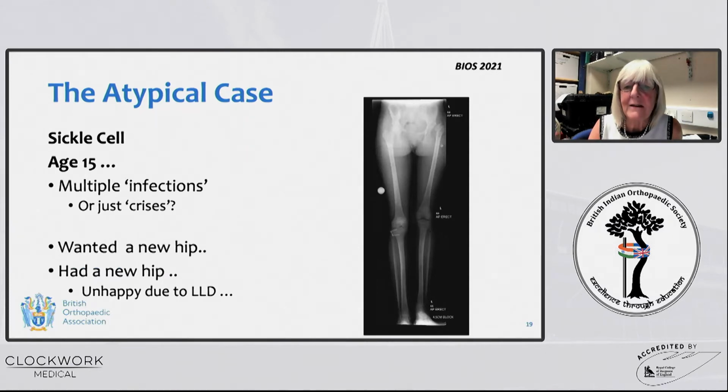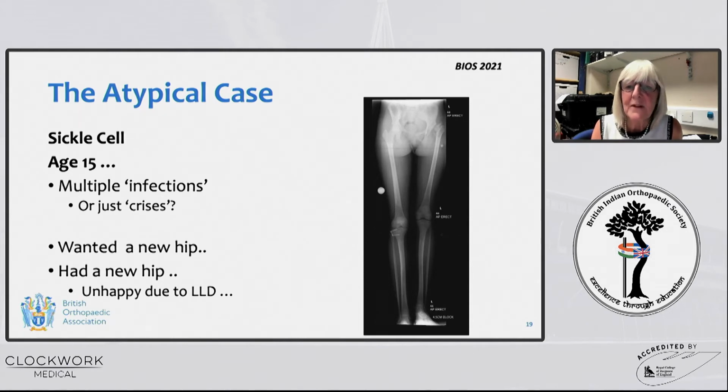So by 15, we'd corrected her overgrown and long right leg, and there's very little evidence of her previous tibial infection there. She has a bad hip and a short leg, so she wanted a new hip because it was uncomfortable. She had a new hip, and she remains unhappy because no one told her that her leg length difference would still persist. So she's got a good hip, but she's still got a short leg, and it makes you realize that perhaps it's the short leg that was causing her more problems than her hip.